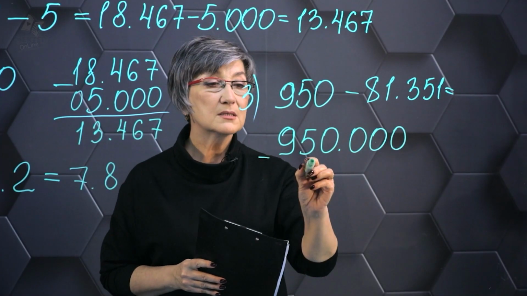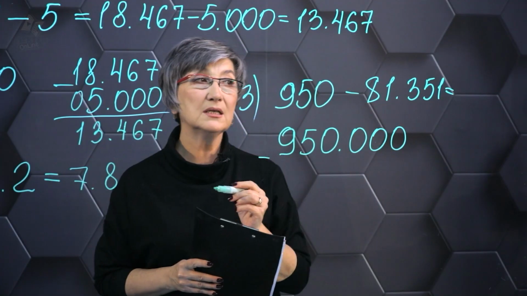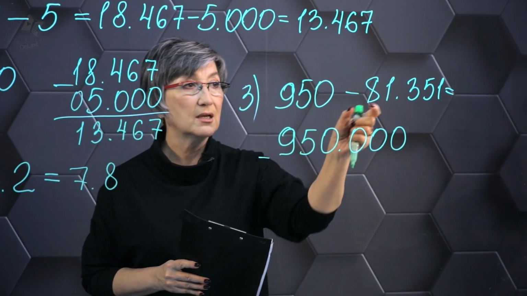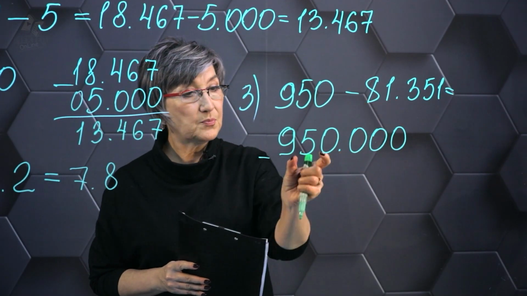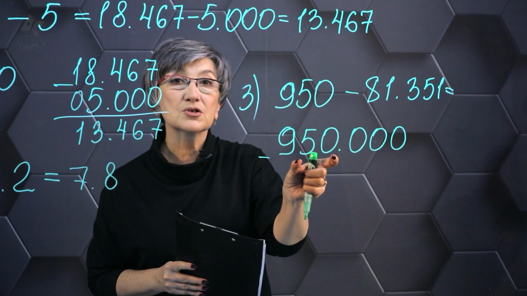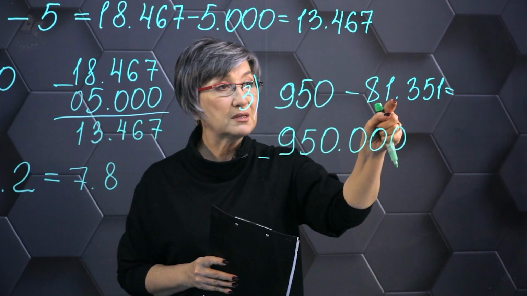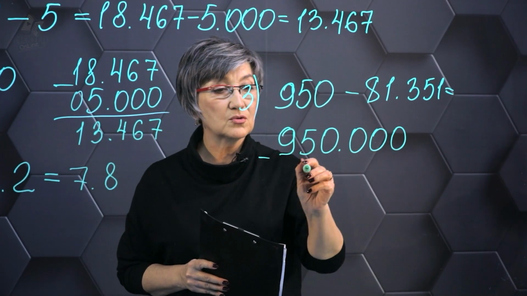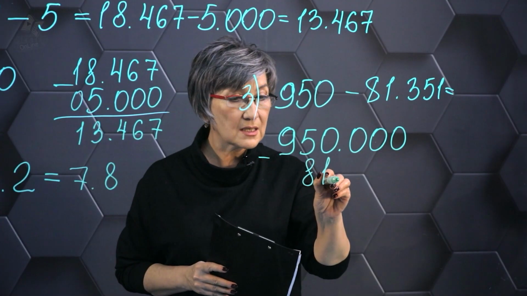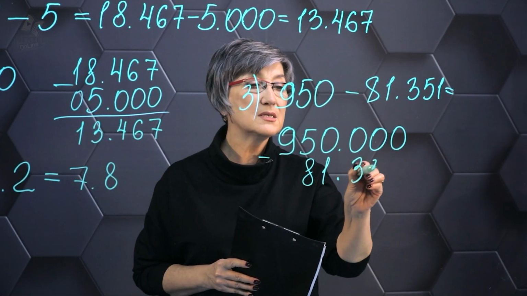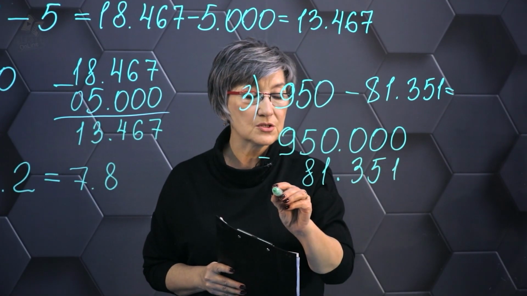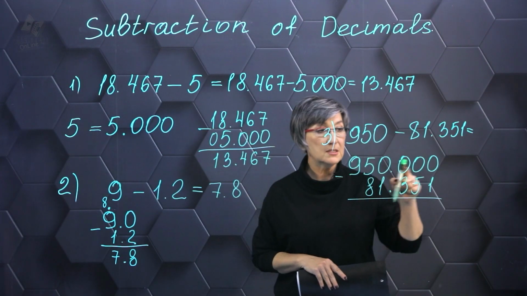And now I write down the number 81.351. The whole part goes under the whole part. You have to write it so that the point is below the point. That's 81.351. You have to do it right.